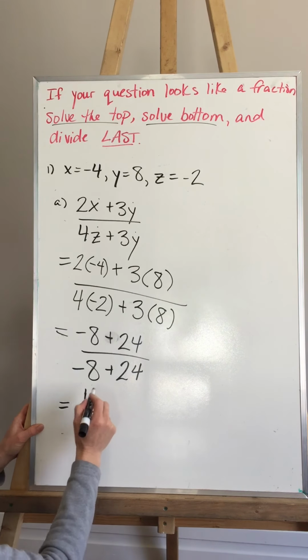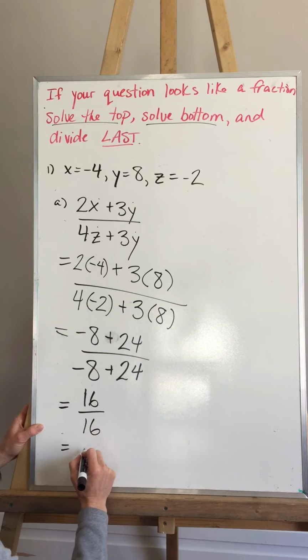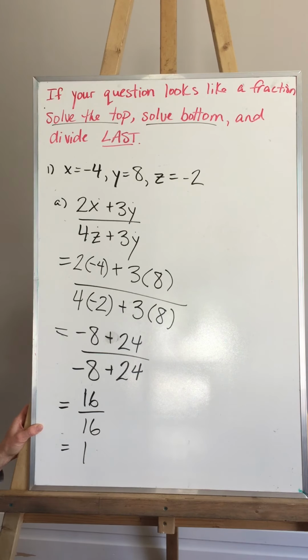So I've solved my top all the way down to just getting one number. I've solved the bottom all the way down to just getting one number. Now I'm going to divide, okay? So 16 divided by 16, that's 1, so my answer is just 1.